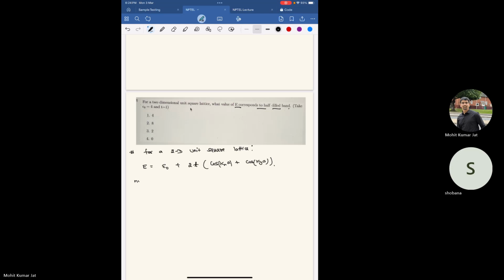Now, for epsilon 0 equal to 4 and t equal to 1, E is equal to 4 plus 2 times cosine of kxa plus cosine of kya. This function can take a maximum value of 2 and a minimum value of -2.